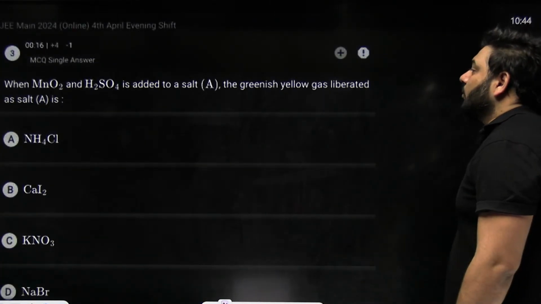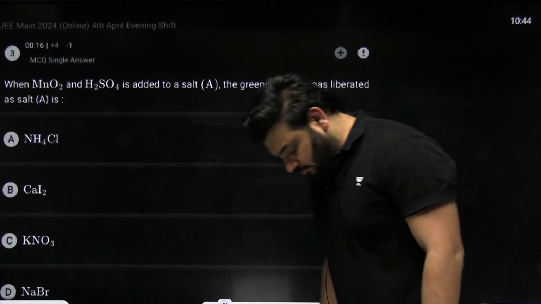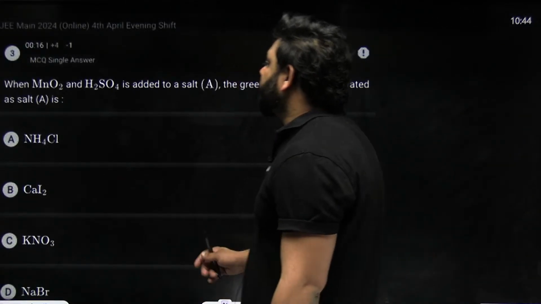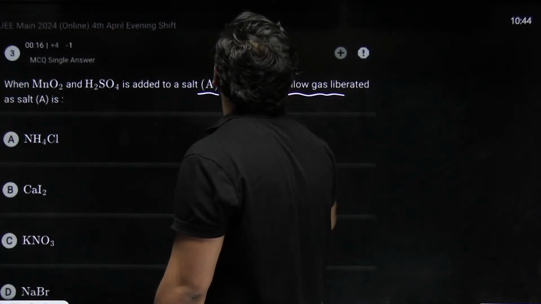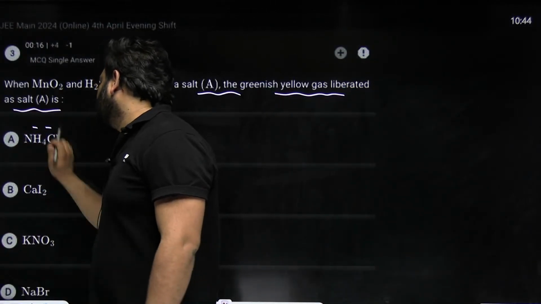Now let us take this question in our mind and let's move to the next question. Otherwise we'll be unnecessarily wasting our time. A question is here that MnO2 and H2SO4 are added to a salt A and a greenish yellow gas is observed. Now what should be the correct salt?